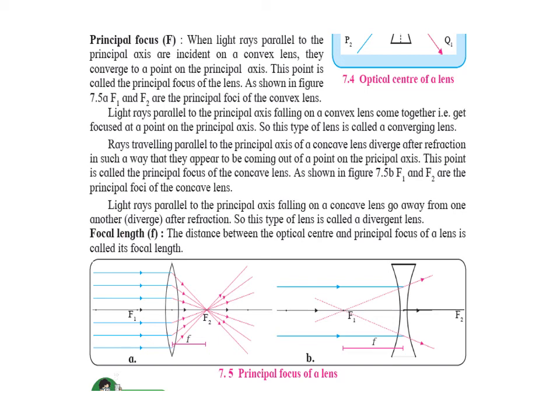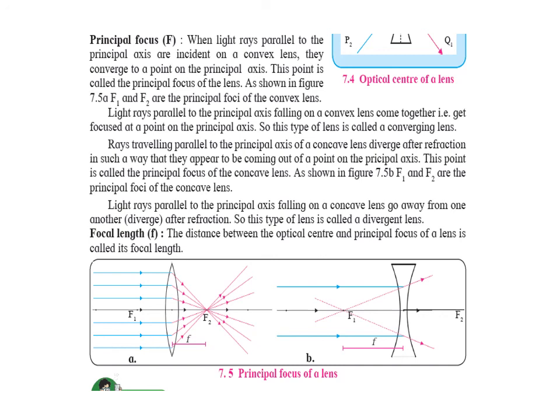The difference between a convex lens and a concave lens is that convex is called a converging lens, whereas concave is called a diverging lens, because after the rays of light fall on them, after refraction, in case of a convex they meet at a point, in case of a concave they go away from a point. Also, the focus of a convex lens is called a real focus because it is meeting at a point, whereas the focus of a concave lens is considered to be virtual because it appears to be coming from a point.